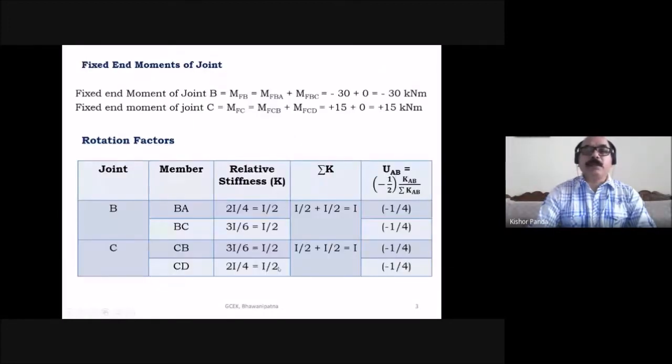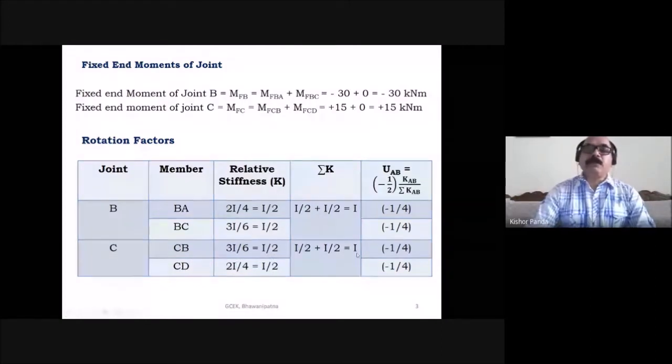Then find out what is the relative stiffness of the joint. So for joint B, what is the relative stiffness? KBA plus KBC, I by 2 plus I by 2 is equal to I. Similarly, find out the relative stiffness of joint C, KCB plus KCD. KCB is I by 2, KCD is I by 2, this is equal to I.